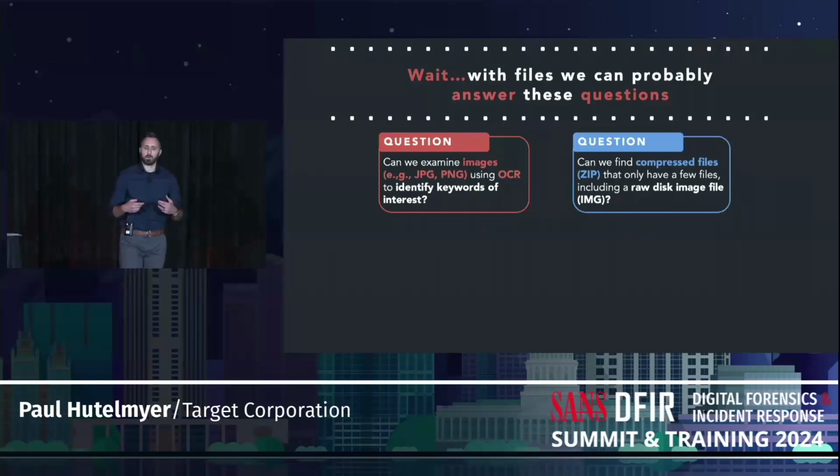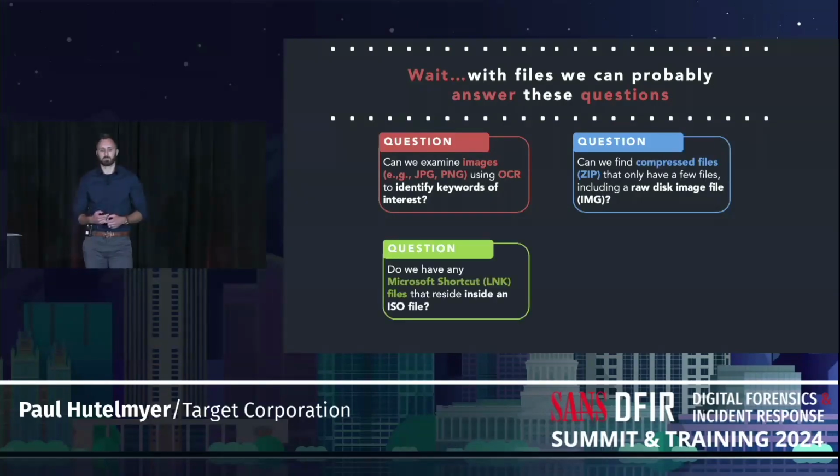Compressed files, so zips or ISOs, right? What if there's only a couple of files inside of an ISO? That's kind of strange, not typically what an ISO is for. That's a common threat vector. Going a little more specific, Microsoft shortcut files, right? Something that threat actors have used relatively recently is putting shortcut files inside of an ISO by itself. That's like obfuscation. Can we see that shortcut file inside of an ISO?